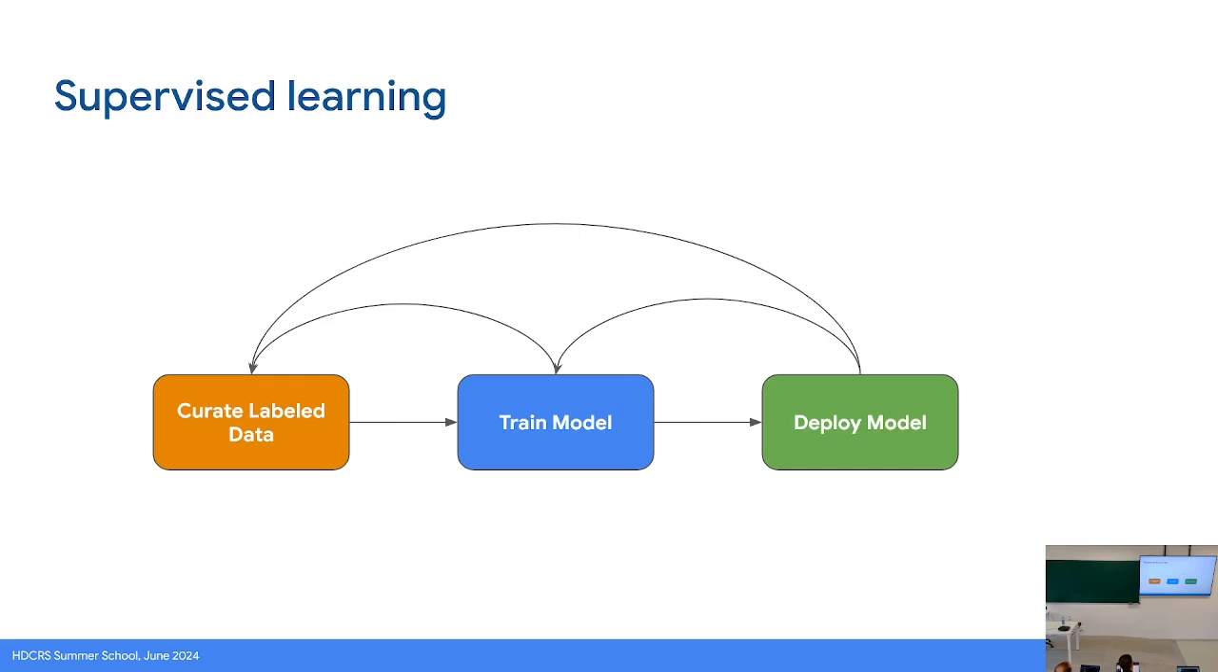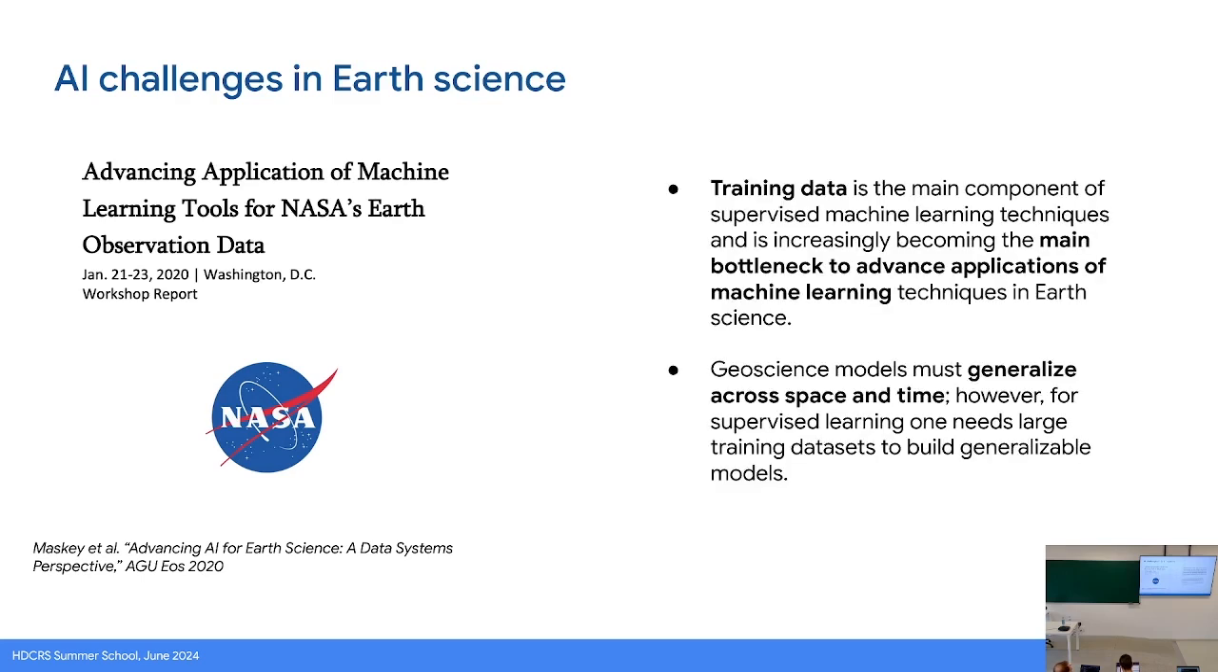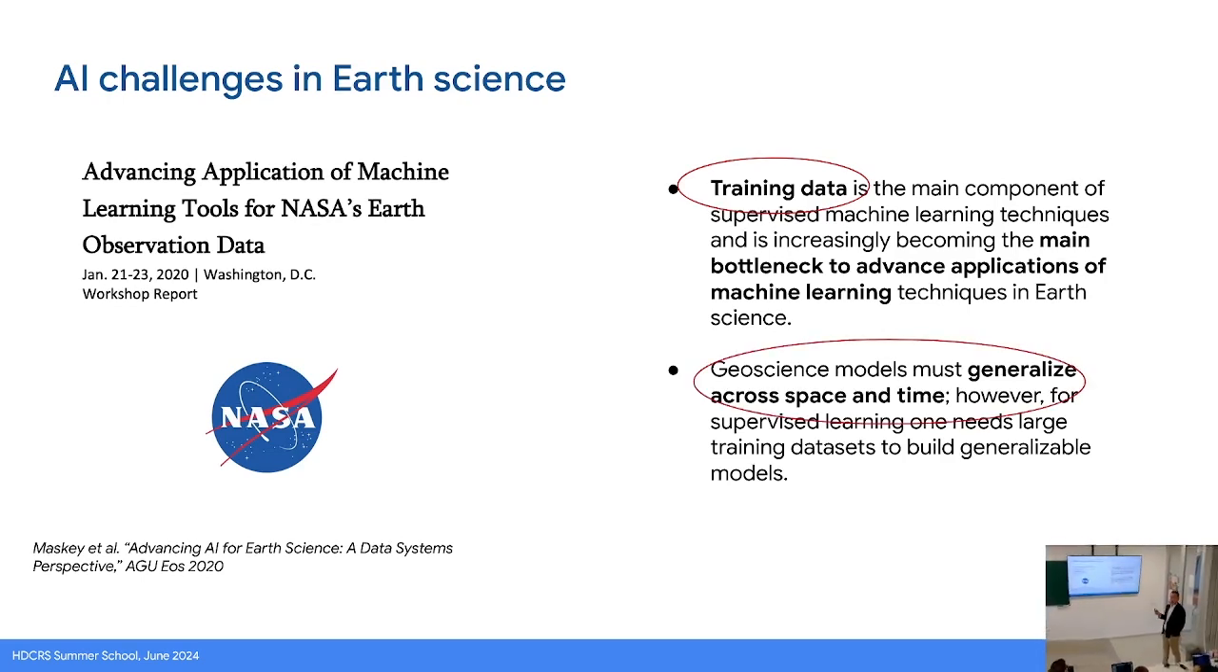And this is the paradigm we've used in NASA, or even the community has used for the last decade, which works really well. In 2020, we ran a workshop in DC, bringing together most of our user community working on Earth science, to talk about how AI is advancing Earth science. Two main outcomes of that workshop are issues related to training data. It's a big bottleneck, right? It's very expensive to curate one. And once you curate it, it doesn't generalize beyond that particular application, right?